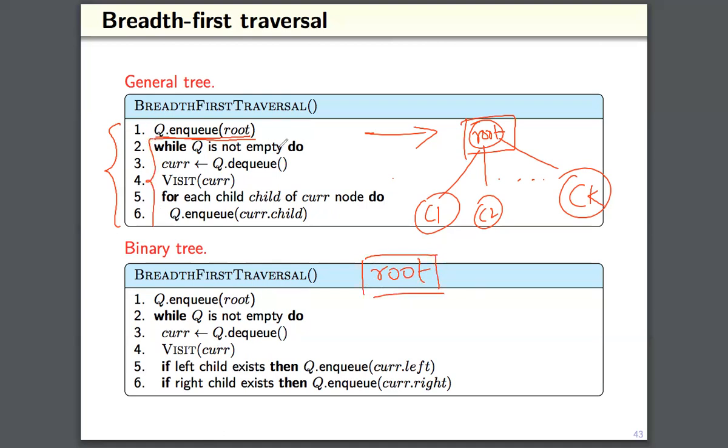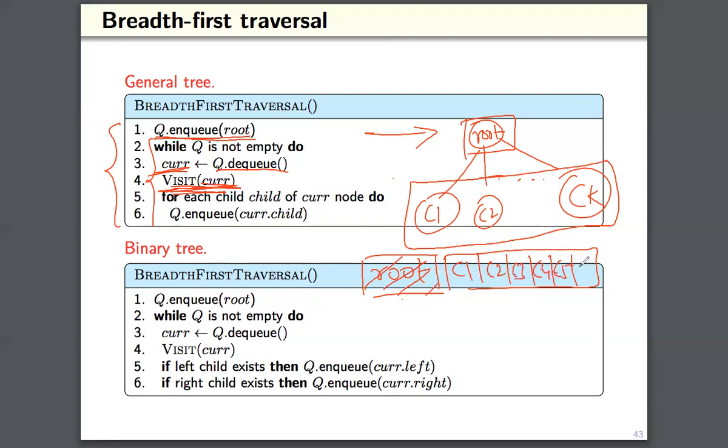Then while the queue is not empty, repeat these operations again and again. Dequeue from the queue, and add all the child nodes of that deleted node into the queue. I mean, you visit the current node, and then include all the child nodes of that deleted node: C1, C2, C3, C4, C5, and so on, up to Ck.